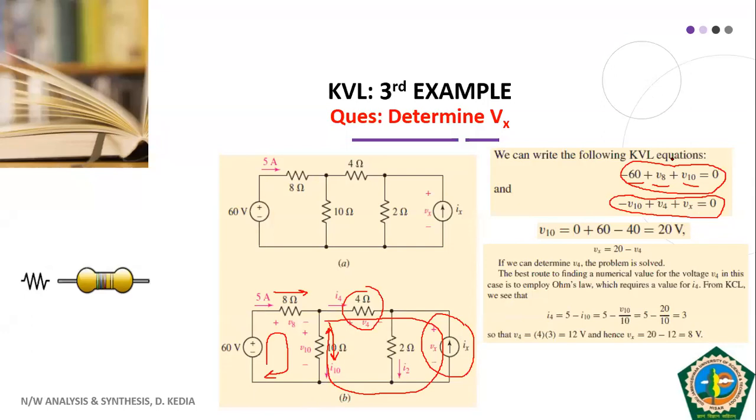Now, in both these equations, we have the variables Vx, V4, V10, and V8. We need to find out the values of these variables, otherwise we will not be able to find Vx. So first we need to find the value of V10. Let us see how we can find the value of V10.